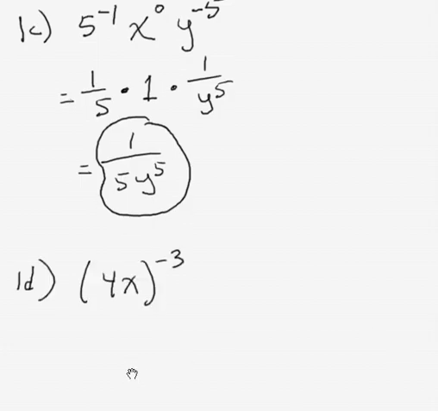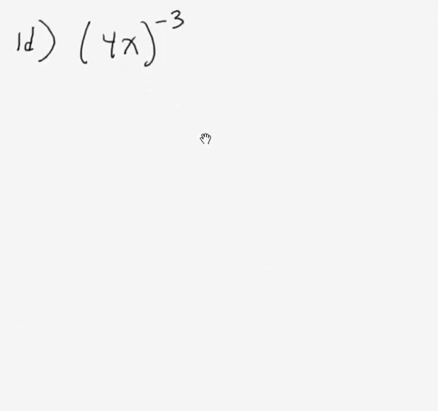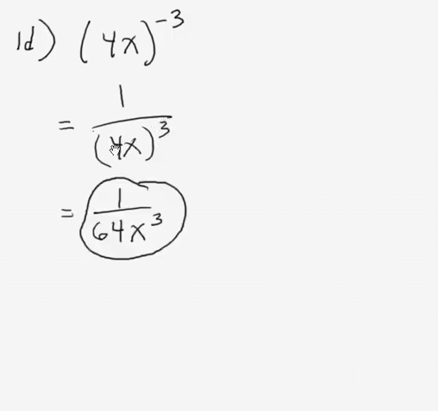Alright, let's look at example 1d. Now we have parentheses around this 4 times x, and the entire 4x monomial is being raised to the negative third power. So in this example, I need to take the reciprocal, 1 over the quantity 4x, and now we're raising that quantity to the positive third power. So when we do that, 4 to the third power, 4 times 4 is 16, times another 4 is 64, and x to the first power quantity cubed is x to the third power. So my answer is 1 over 64x to the third.